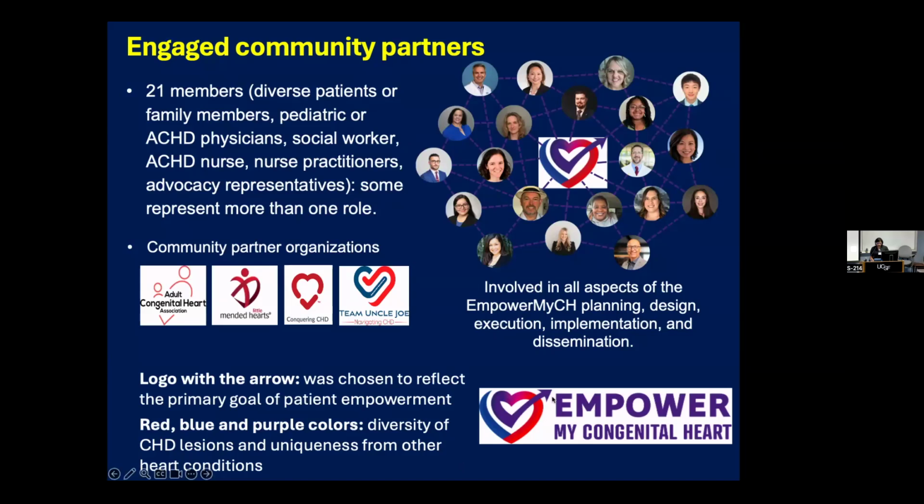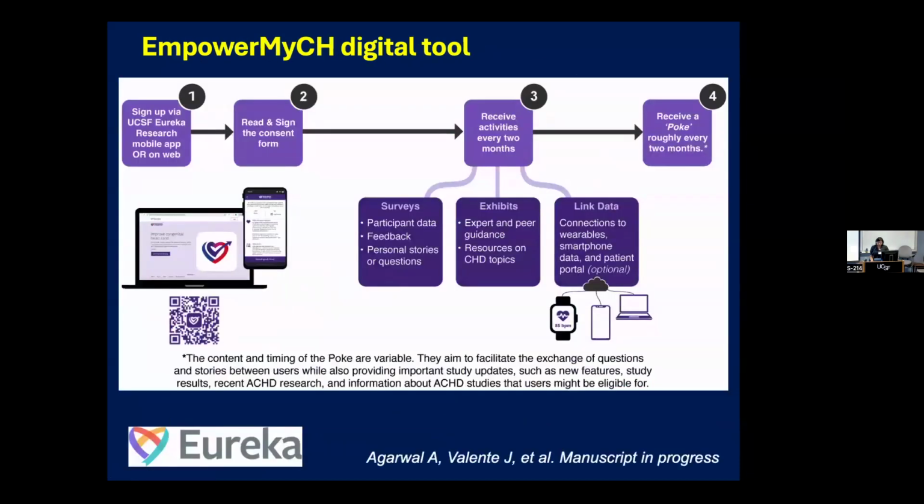The logo with the arrow was chosen to reflect the primary goal of uplifting patient voices and patient empowerment. The red, blue, and purple colors were chosen to reflect the diversity of the CHD lesions and uniqueness from other heart conditions. The Empowerment CH digital tool is hosted on our own Eureka Digital Research platform. The participants can join from anywhere using a QR code or a link. They can engage in Empowerment CH activities on a smartphone or on their own computers or devices that they prefer.